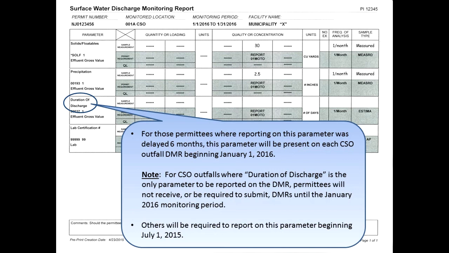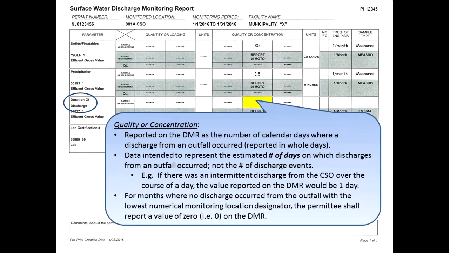For those permittees where the final permit does not allow for a 6-month delay in reporting on this parameter, duration of discharge will appear on the DMR starting July 1st, 2015. Under the quality or concentration header, the permittee must report the total number of whole calendar days where a discharge from the CSO outfall occurred.